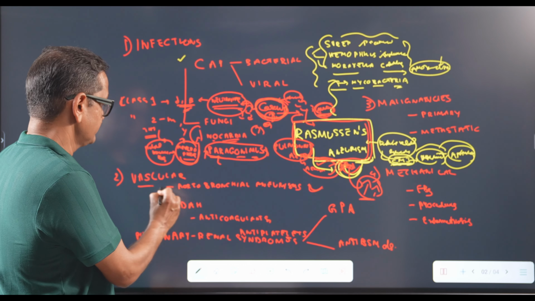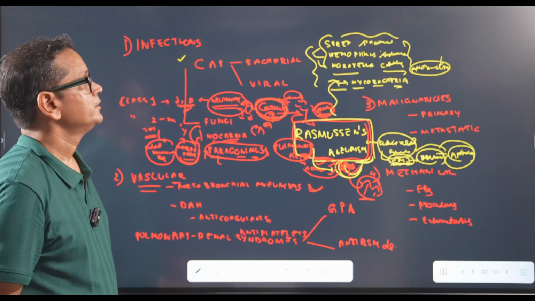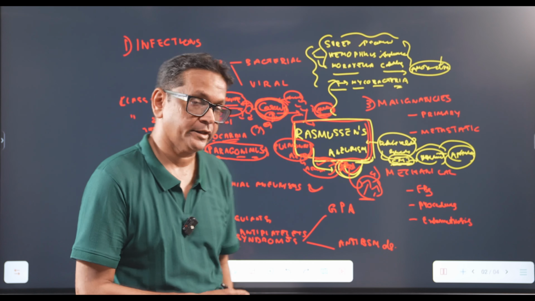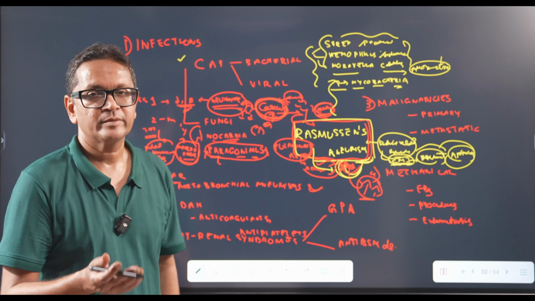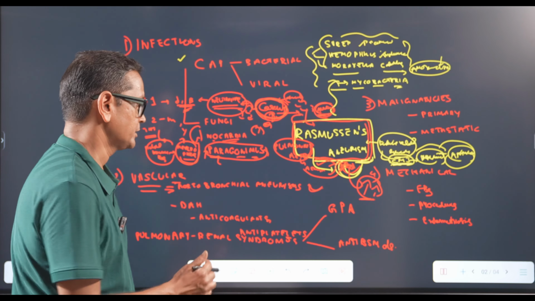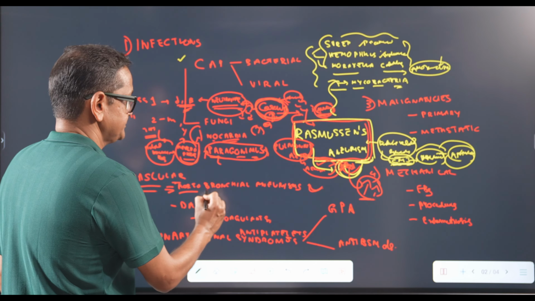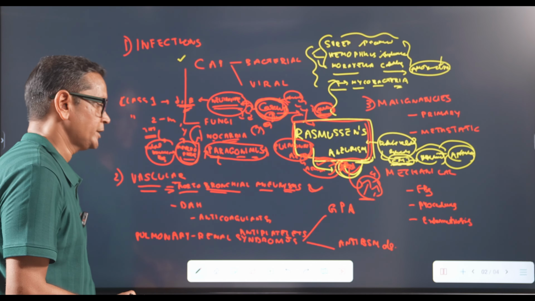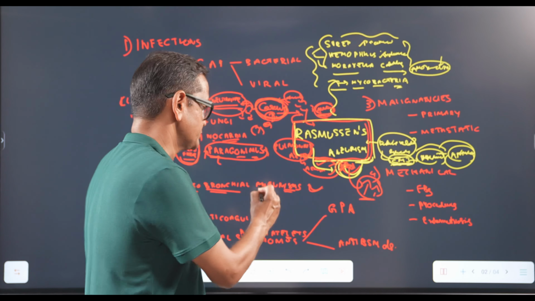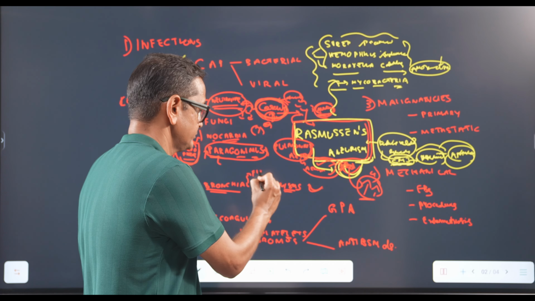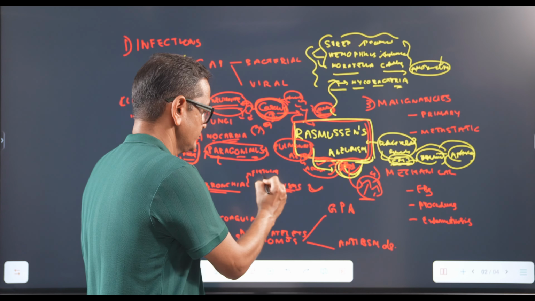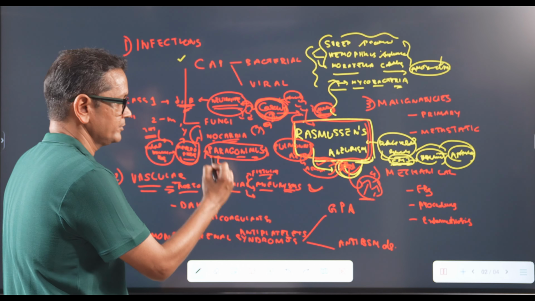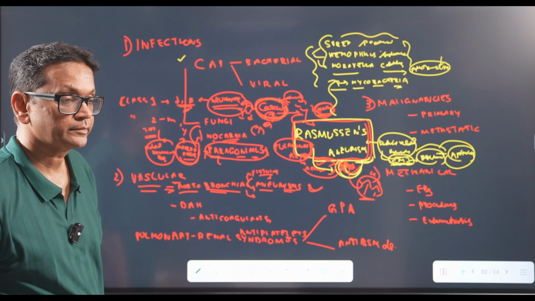So coming to the next causative agent of hemoptysis, that is vascular etiologies. Sometimes these fistulae can be congenital or acquired, or they can develop aneurysms, especially bronchial aneurysms or fistulae. If they erode and rupture, they can cause massive hemoptysis.